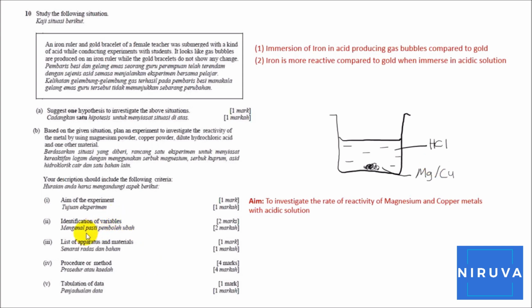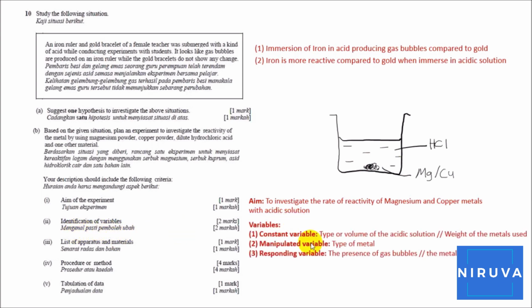In terms of identification of variables, as usual, we have three variables. The constant variable, which is not altered, is the type and volume of acidic solution used and also the weight of metals used. Number two, the manipulated variable is the type of metal, either magnesium or copper powder. The responding variable is the presence of gas bubbles, or we want to observe the metal's reactivity.